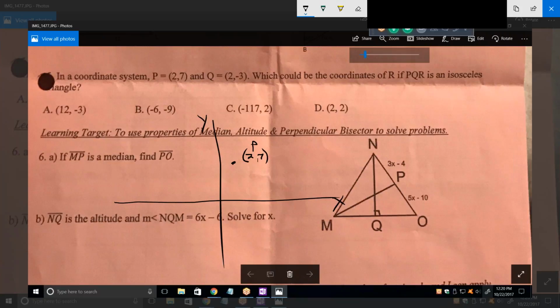Q is at 2 comma minus 3. Well, that's going to be about there. And again, don't waste time putting a grid on it, because this is ultimately an algebra problem, not a geometry problem. It's just that we're going to use our picture to come up with the algebra of it. Now, that is point Q.